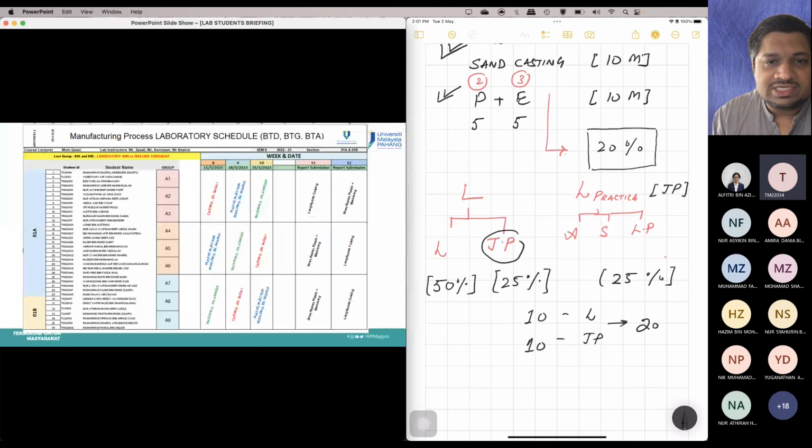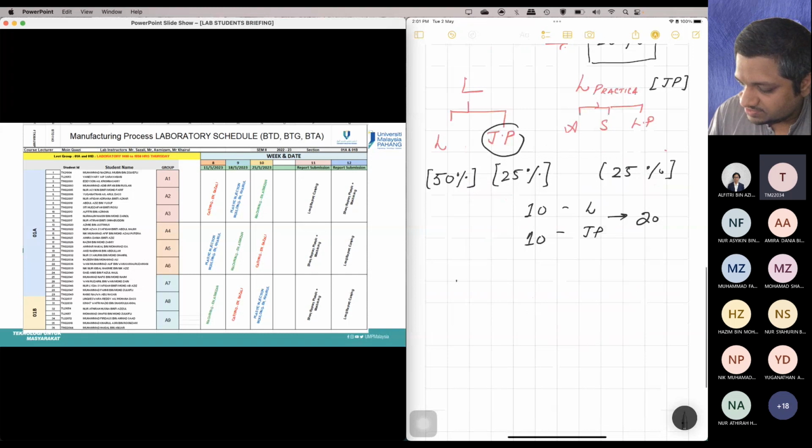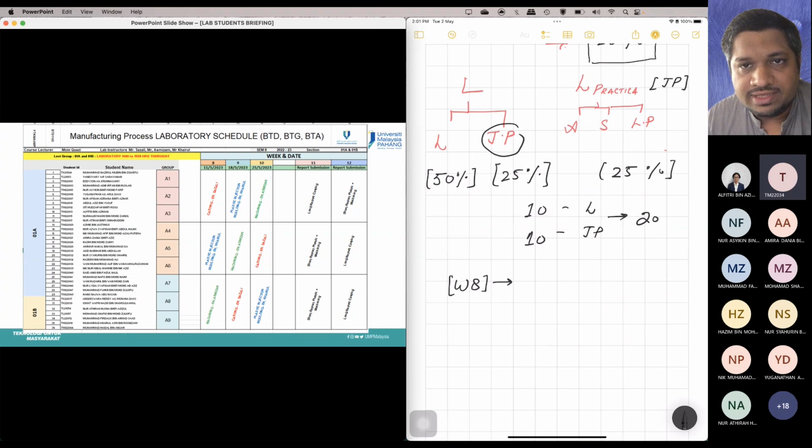So what is the lab schedule? The labs are going to start from week number 8. Your first lab is going to be conducted next week, because this week Thursday is Vesak Day, so it is a holiday. So the lab will be conducted in week number 8. The first lab is on 11th of May 2023. Okay.